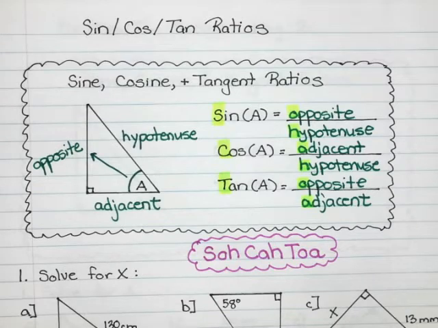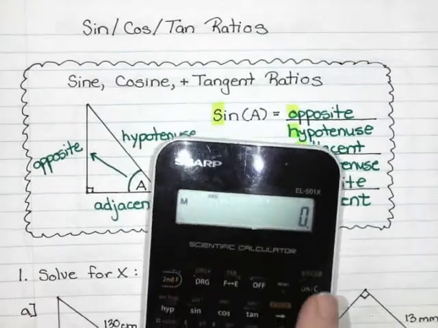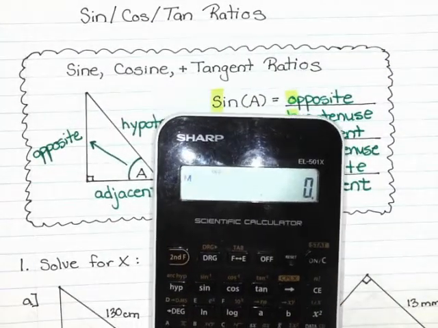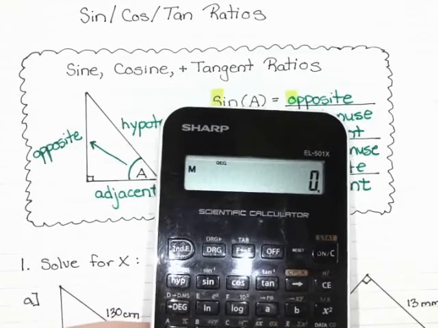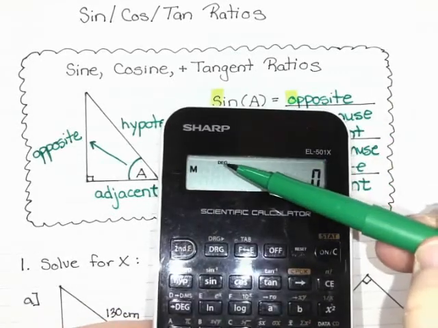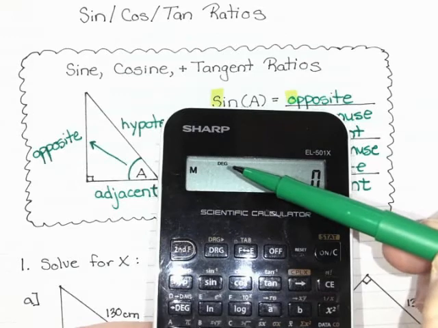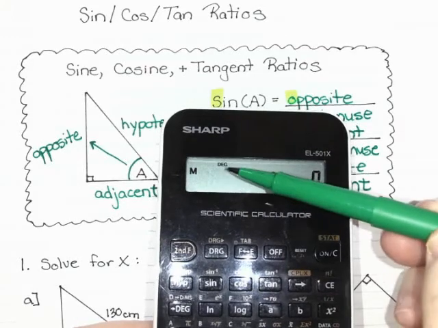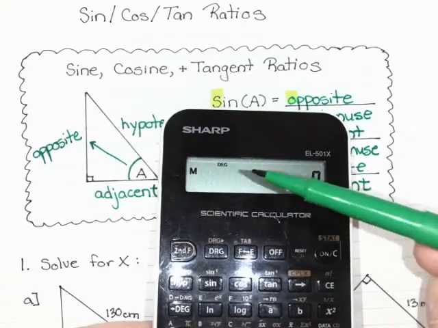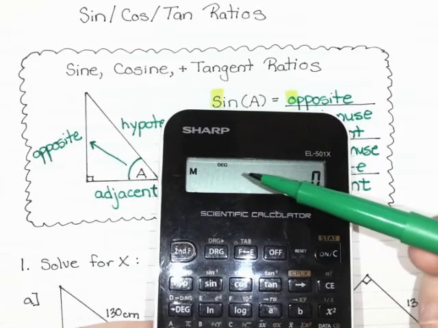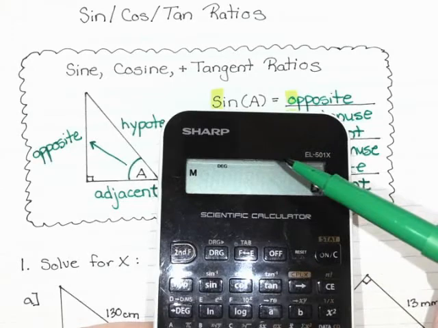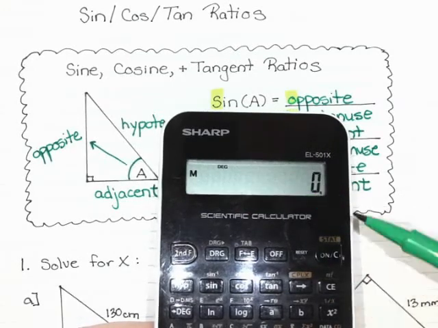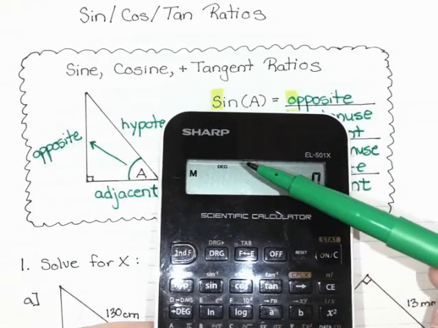You do need a scientific calculator to do this. And I do just want to point out that your calculator needs to be in degrees. It's a little hard to tell on this one, but up here in the top, it has DEG to show that it's in degrees. Some calculators might just have a letter D. If it says RAD or GRAD, or an R or a G, that's not good. That means you're not in the right mode. You want to make sure that you are in degrees.